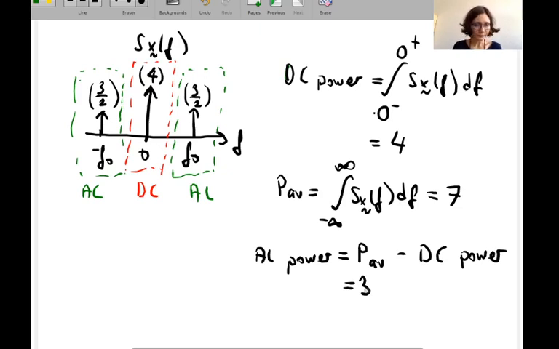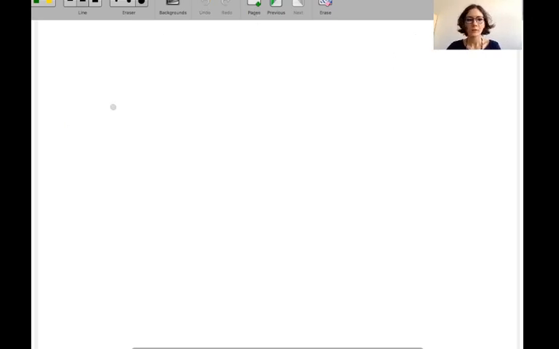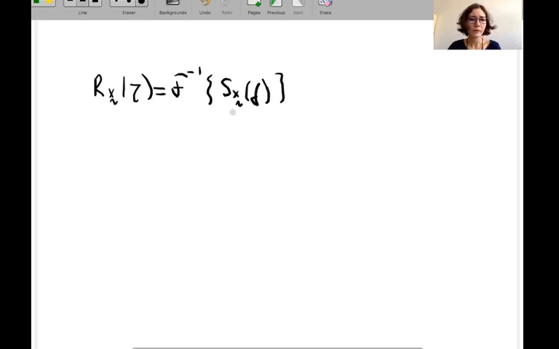Okay, now we also should find the autocorrelation function from this based on the power spectral density. So our Rx of tau, maybe switch to a new page. So our Rx of tau is, you should just take the inverse Fourier transform of Sx of f. But then this function is quite easy to invert.